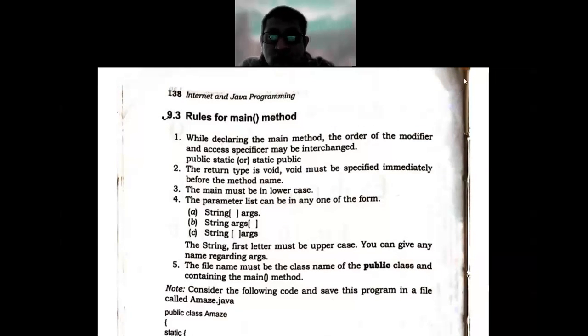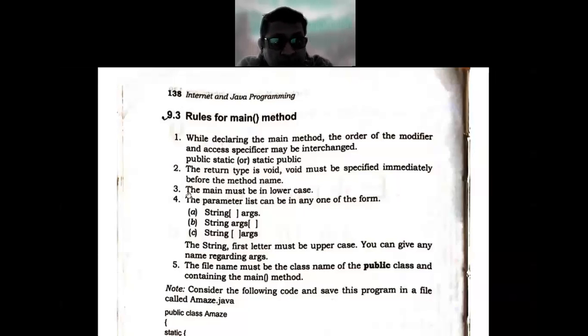Okay, now some rules about the main method. While declaring the main method, the order of the modifier and access specifier may be interchanged. That means public static or static public, that can be written. The return type is void, and void must be specified immediately before the method name. So void cannot be placed anywhere; it must be along with main.